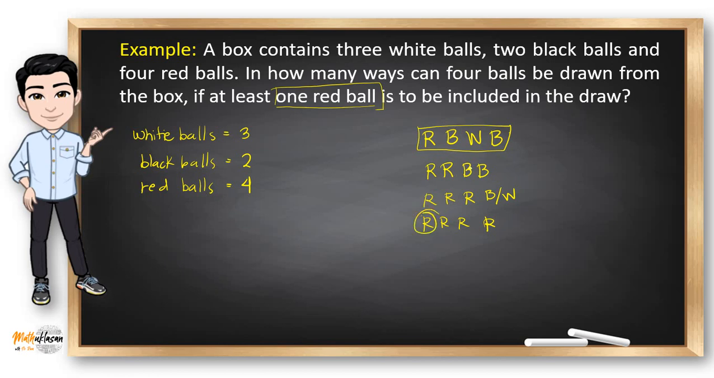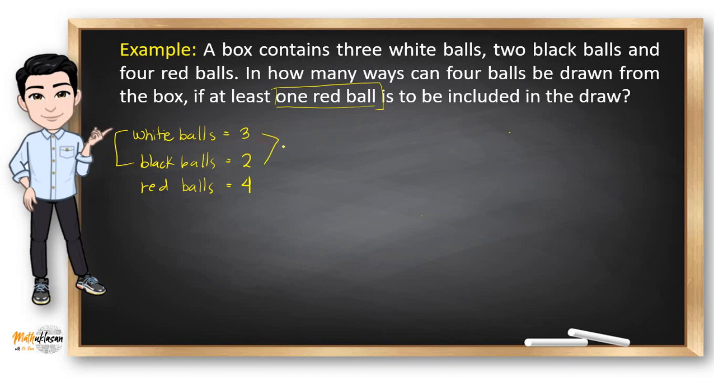But notice here that this one is tricky, because it doesn't really matter if you have a black or a white ball as long as you have red balls in it, right? So now we will just group the white balls and black balls as non-red balls. Adding them, we have 3 plus 2, and that is equal to 5.